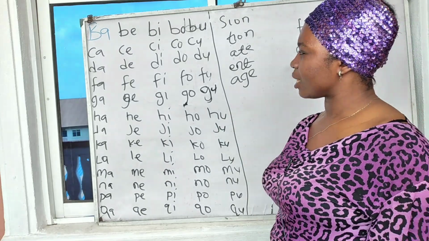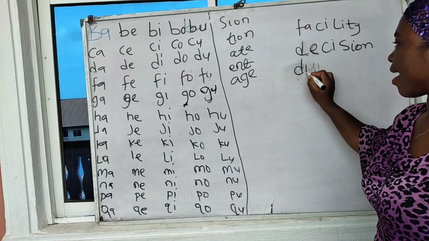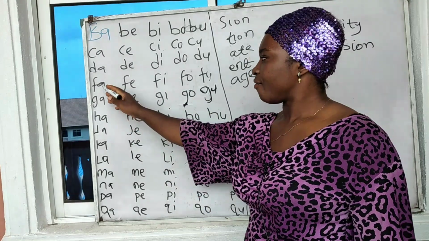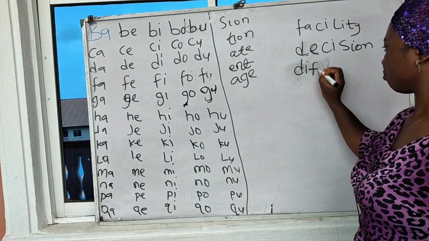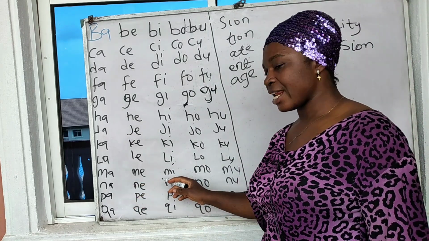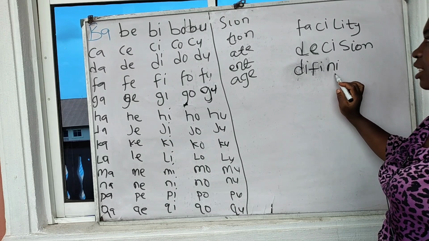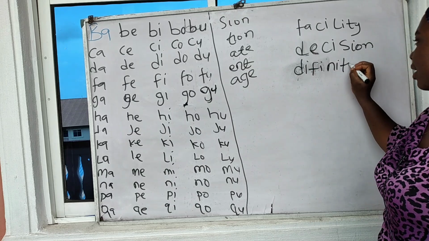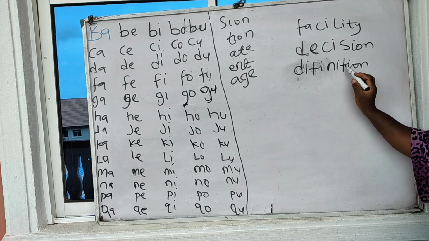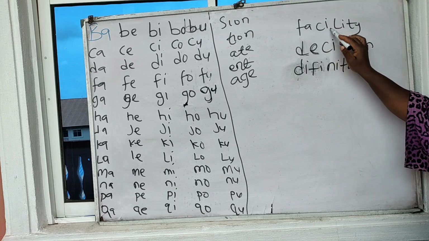So now let me decide to pick di, da, de, di. I pick di, the di. Then I decide to pick the fi. Fa, fe, fi. I add fi. I go again and pick the ni, na, ne, ni. I put ni. I have defini. I pick shon from here. I just got definition. D-I-F-I-N-I, shon, definition.